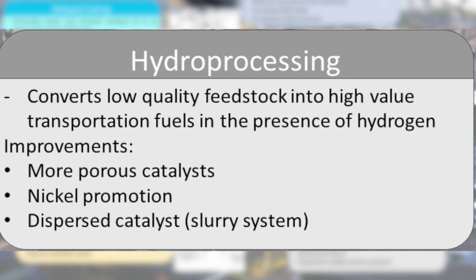This increases the contact between the catalyst and the reactant, resulting in higher conversion. Based on research, decreasing the porosity of the catalyst can have a positive impact toward the conversion of the vacuum residue. Nickel and phosphorus promotion also make the hydrocracking process more efficient.